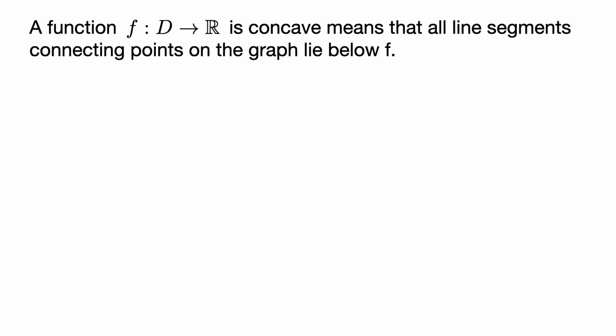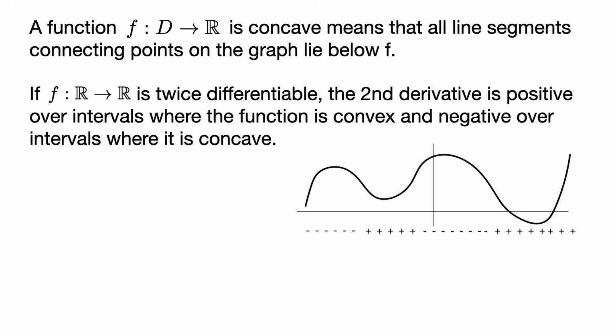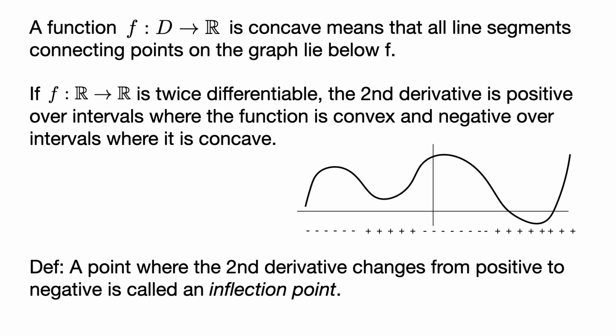A function can also be concave. It means that all line segments connecting points on the graph lie below the function. If a function f maps the real numbers to the real numbers and is twice differentiable, then the second derivative is positive over intervals where the function is convex, and negative over intervals where the function is concave. So here's an example. Wherever the function is curved downward, the second derivative is negative, and wherever the function is curved upward, the second derivative is positive. A point where the second derivative changes from positive to negative is called an inflection point, also when it changes from negative to positive.